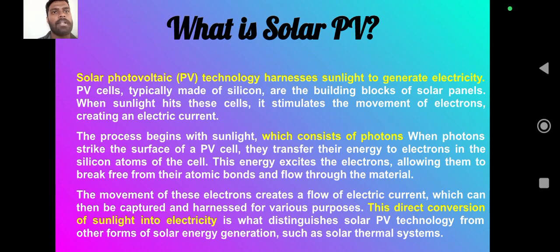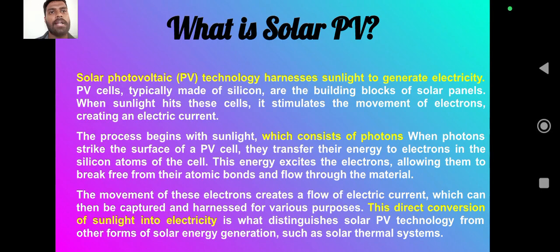Okay, let us see what is meant by solar PV. Solar PV, that is solar photovoltaic technology, harnesses sunlight to generate electricity. What it does is it harnesses the sunlight energy and generates electricity. That's the meaning of this. And PV cells, typically made of silicon, are the building blocks of solar panels. When sunlight hits these cells, it stimulates the movement of electrons, creating the electric current.